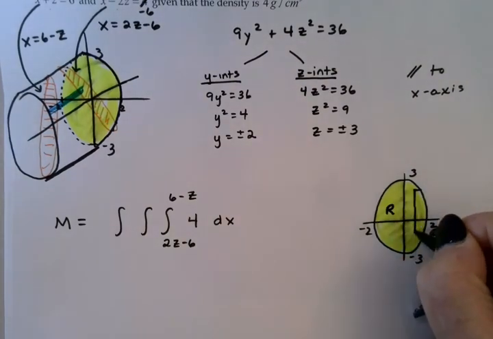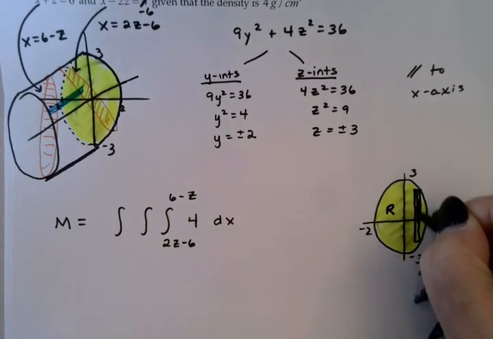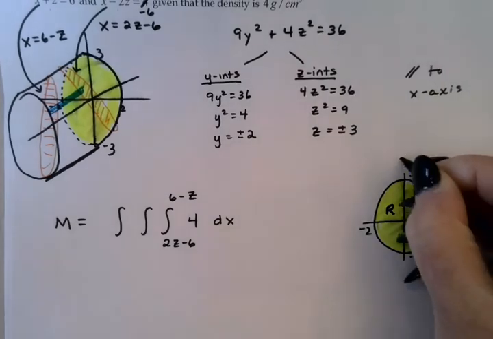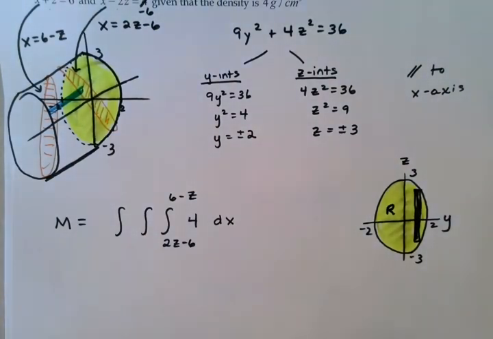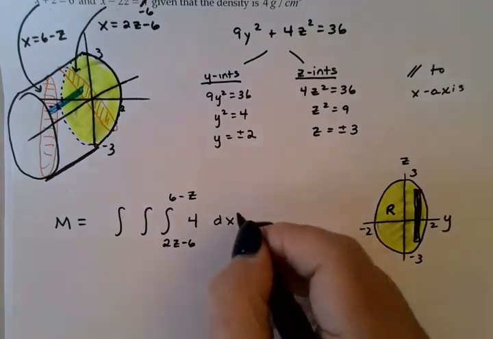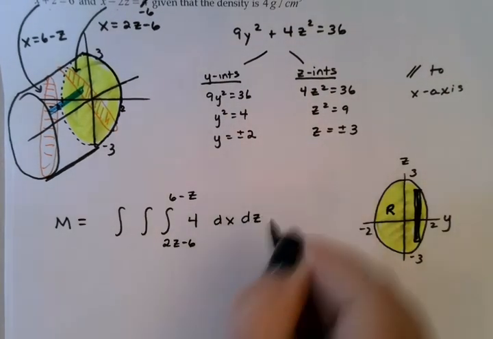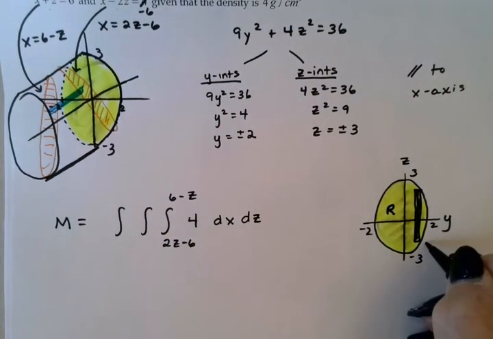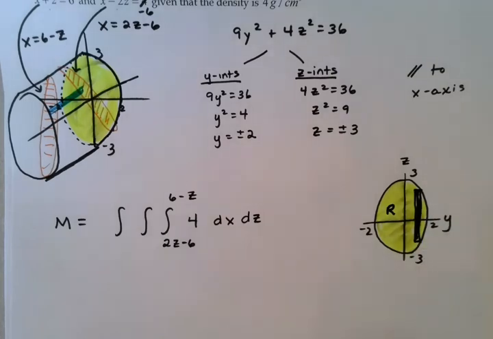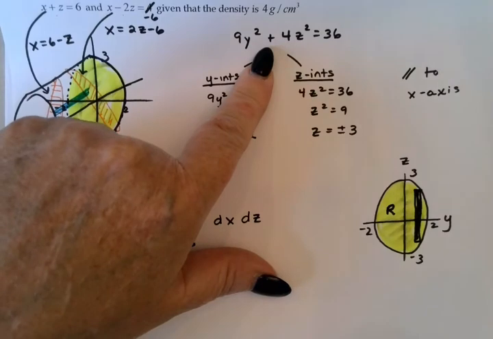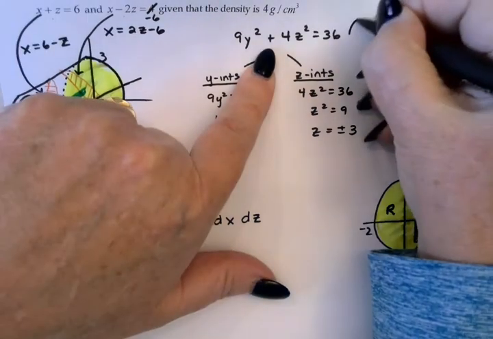And I'm going to go with vertical rectangles again. Again, this is the YZ plane. And if I'm going to go with vertical rectangles, that means I'm doing DZ next. So I need to go from the bottom Z value to the top Z value. In order to do that, I'm going to need this equation solved for Z. So let me do that right up here.